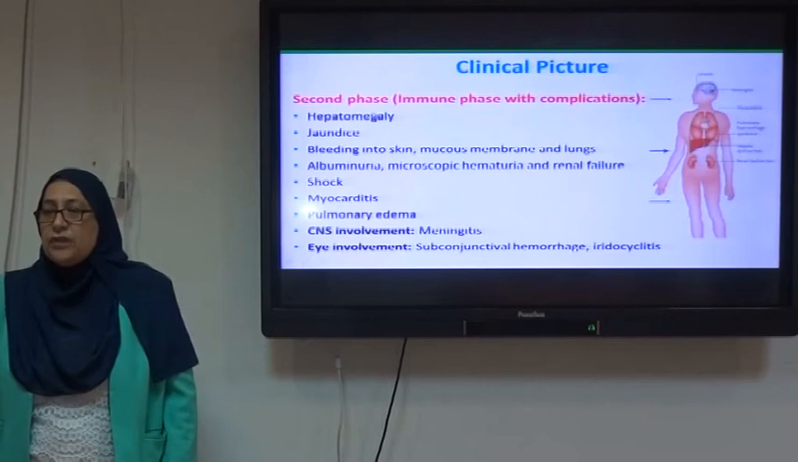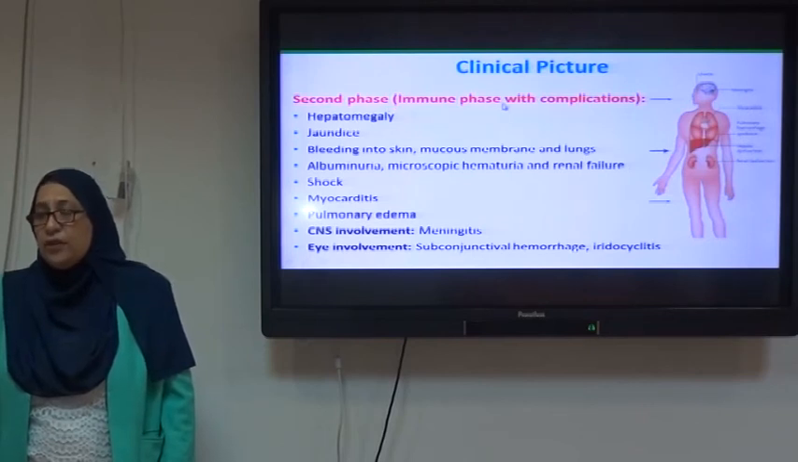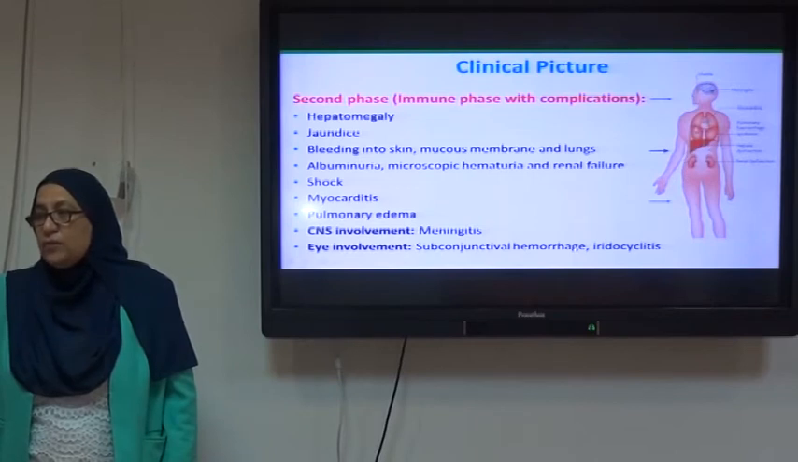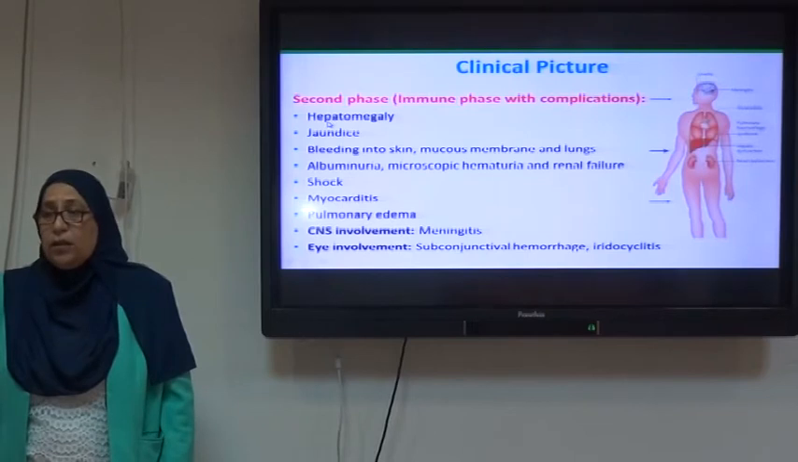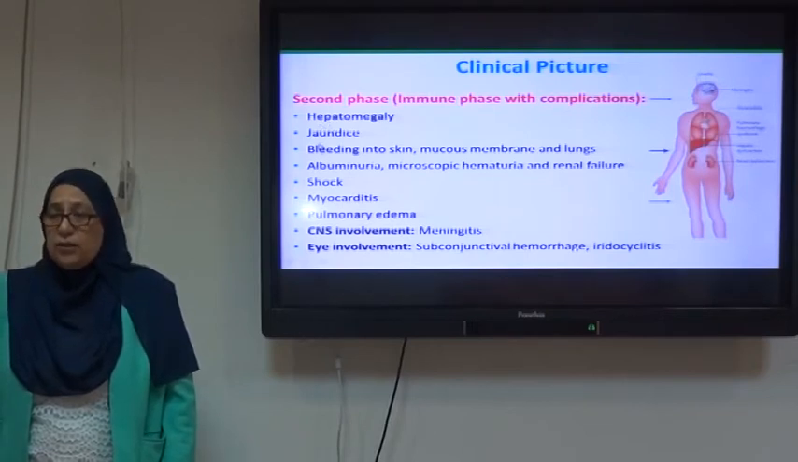Then we come to the second phase, we call it the immune phase with complications. Here it is the stage in which the organism reaches different organs of the body. In the liver, it causes hepatomegaly and jaundice. It causes bleeding into the skin, mucous membrane, and lungs.